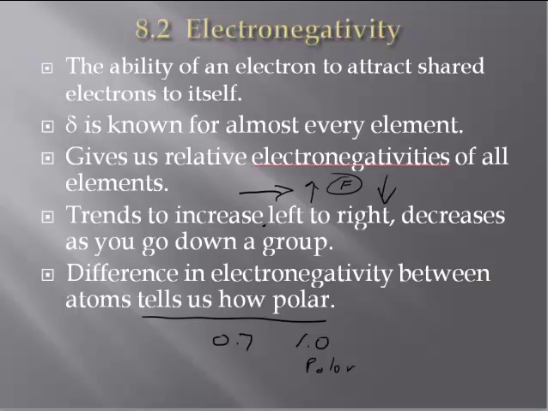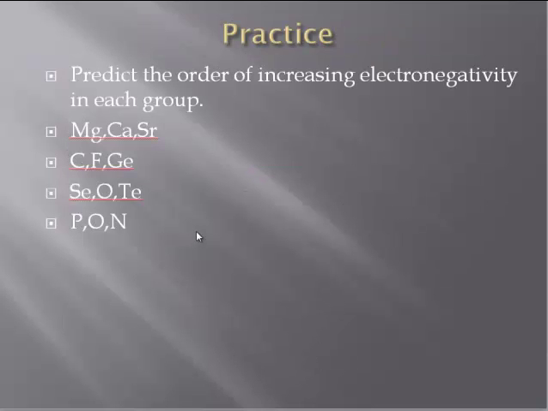All right. So I want you to look at this sheet here. You need a periodic table for this, but just predict which of these would have the greater electronegativity, and we'll see how you do. All right, is that what you got?